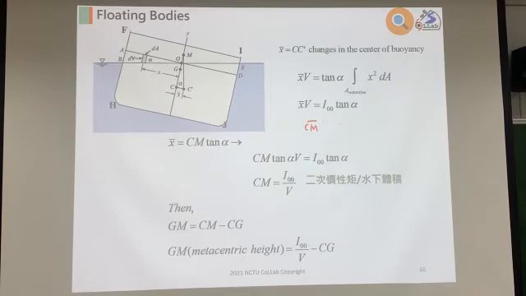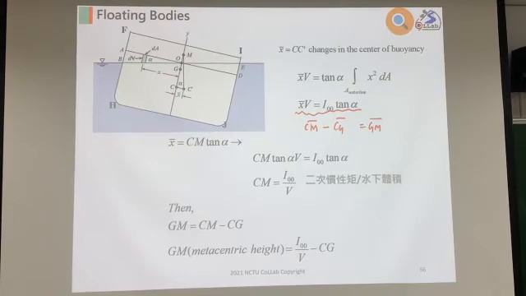If you can tell me the CM length, and if we know the CG, then we just take the difference, and we can identify whether the GM value is larger than 0 or not. Okay, so go back to our questions. As you see, this is our final formula.